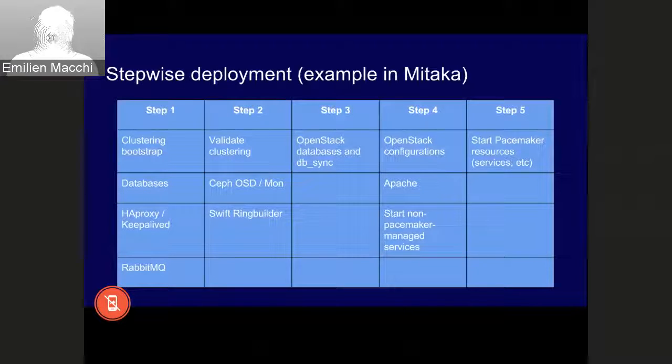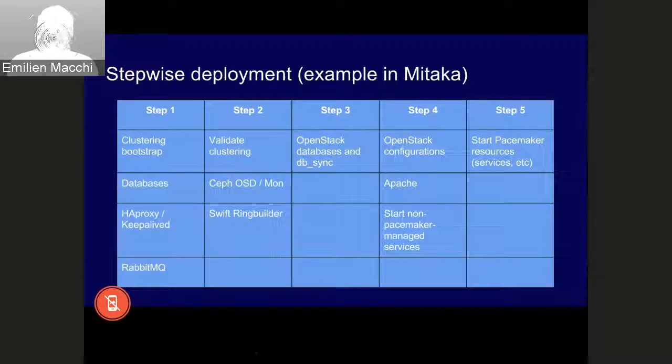We start to create the Ceph cluster. We create the Swift ring, and at step three, we know that the cluster is ready, the databases are ready, so we create the OpenStack database and we run the DB sync. At step four, we configure the OpenStack services, we configure Apache, and we start the services that are not managed by Pacemaker. And at step five, the last step, we start all the services managed by Pacemaker.